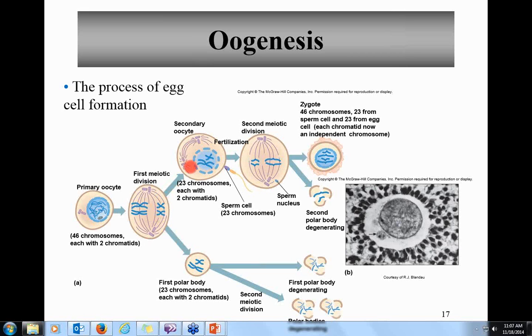The secondary oocyte is what's released, and if fertilization occurs, will undergo a second division. And when it does, it will produce a polar body, so it's getting rid of about half the genetic information. And you have a zygote, in which you have 46 chromosomes, 23 from the sperm and 23 from the egg. And should this implant, this will go on and form a new human.